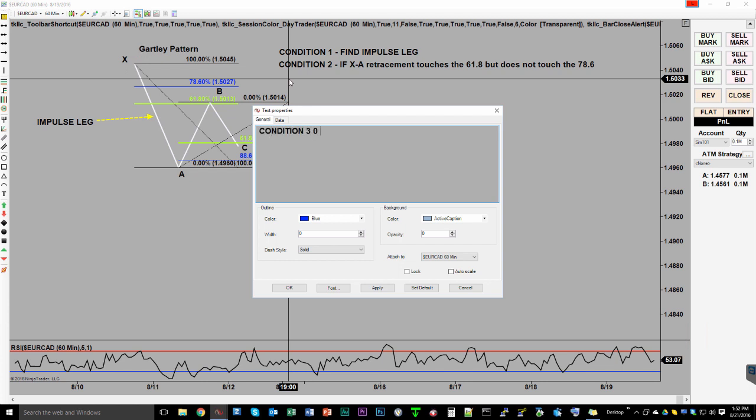Condition 3. If, you notice how I write these, guys? If, if then, right? If this, then if this, then if that. You need to write your trading plan like this in your rule set for how you trade. If it's not conditional, it's subjective. And we don't want that. We want objective rules. Okay?